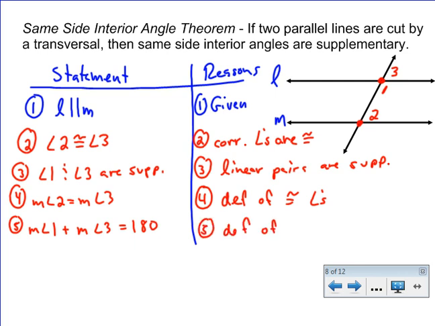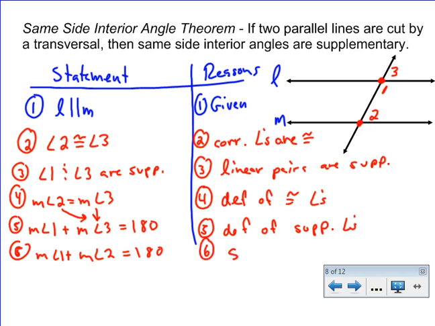Now all of that is good because our goal is to show 1 and 2 are supplementary. So to show that they're supplementary, I need to get rid of that 3. So I can do that by substituting in for 3 the measure of angle 2. So my next statement, by substitution, can be measure of angle 1 plus measure of angle 2 equals 180, because I know that angle 3 and angle 2 are the same. And the reason for that should have been step number 6, is just substitution, a very powerful thing in these proofs. Now I've got what I wanted.